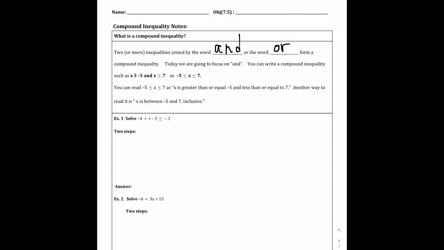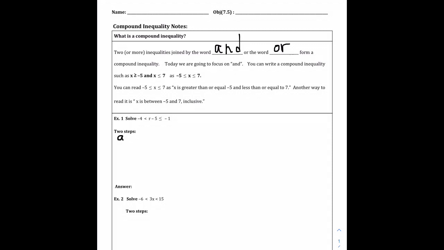Now you can read this a couple of ways. One is that x is greater than or equal to negative 5 and less than or equal to 7. Another way to read it is x is between negative 5 and 7 inclusive. So I'm going to do a couple of examples. When I look at this inequality, I'm going to break it into two parts.